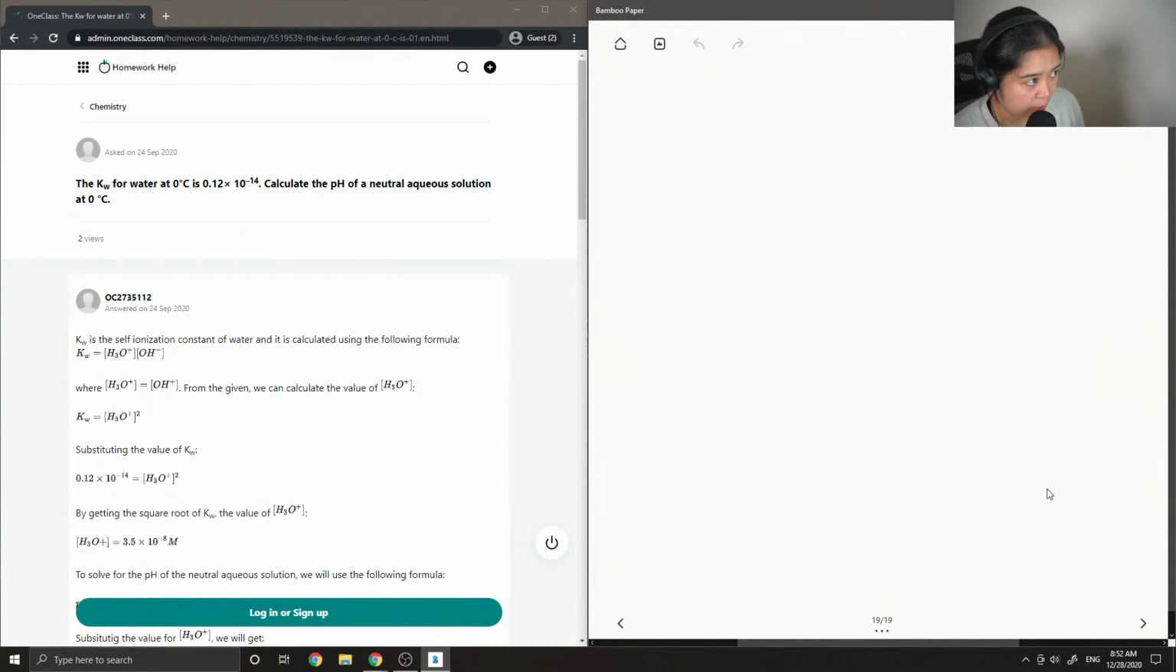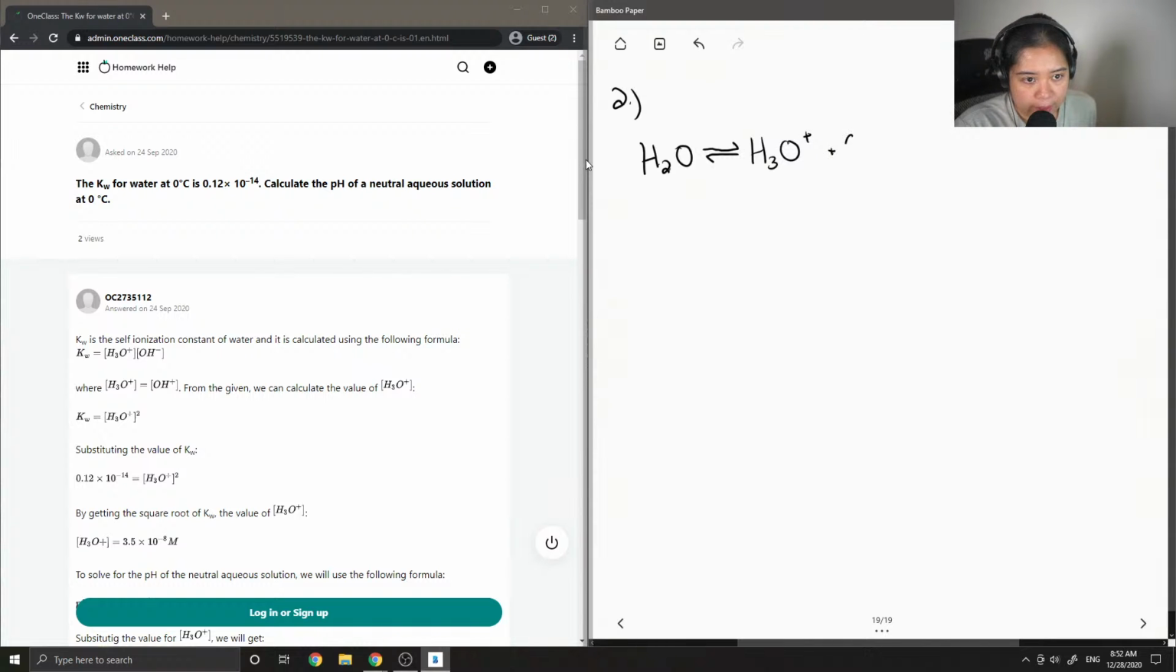Okay, so question number 2. The Kw for water at 0 degrees is 0.12 times 10 to the negative 4. Calculate the pH of a neutral aqueous solution at 0 degrees. Okay, so let's say we had a solution of water, and I'll show it dissociating into its ions, H3O plus and OH minus.